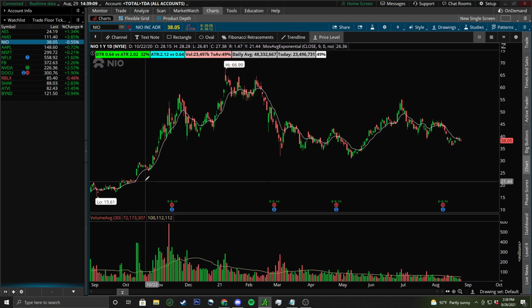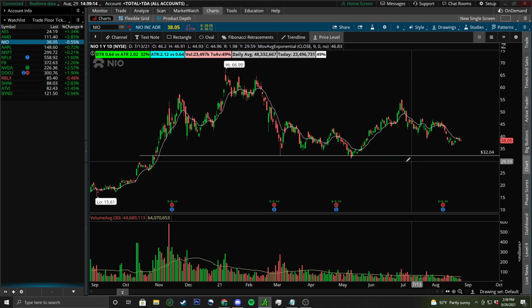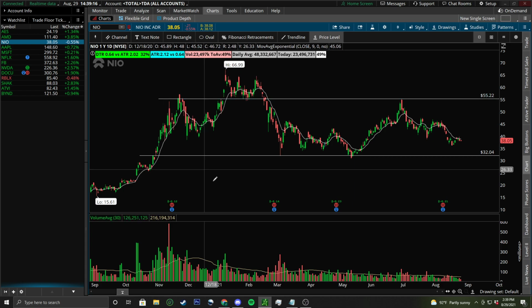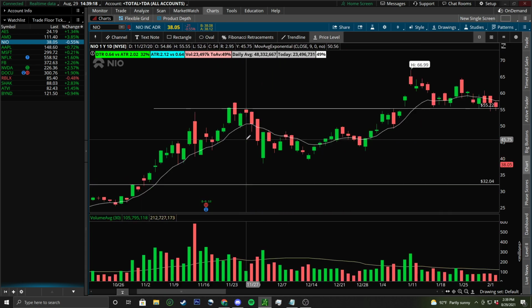So here we have NEO. Emerging candle turn support, huge bottom side of the range. Let's mark this top side here. And then let's focus, like I like to do, on just this price action moving up.